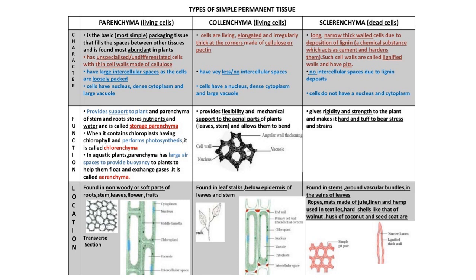Location wise, parenchyma is found in non-woody or soft parts like roots, stems, leaves, flower, fruits, etc. On the other hand, collenchyma you will find in leaf stalk, below epidermis of leaves and stem. Sclerenchyma basically is found in stem around vascular bundles, in veins of leaves, even ropes, mats which are made up of jute, linen, hemp used in textile, husk of coconut, seed coat, they all contain sclerenchyma cells in it.